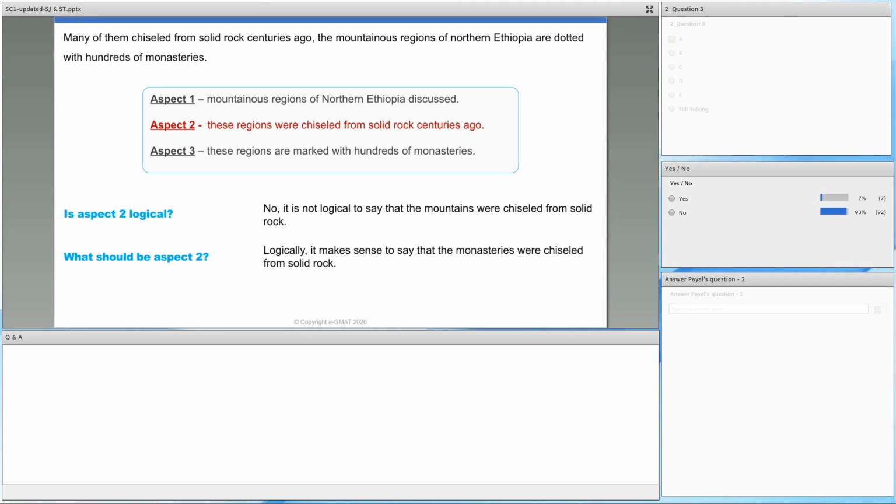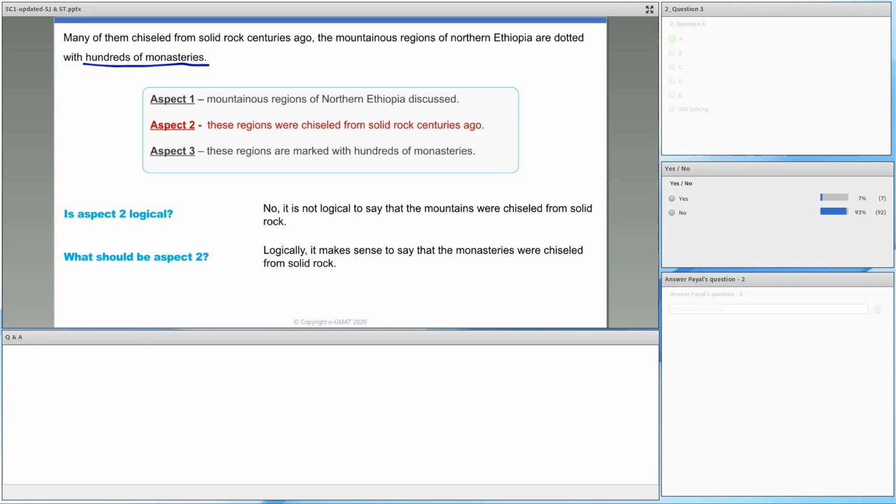Now, definitely the sentence is not presenting a logical meaning, but all of us are logical people here. So what we are going to do is that we are going to break this sentence down. And then we see, okay, first part is talking about something that has been chiseled from solid rock. The second part of the sentence is talking about mountainous regions. Well, this cannot be carved out. And then we have hundreds of monasteries.